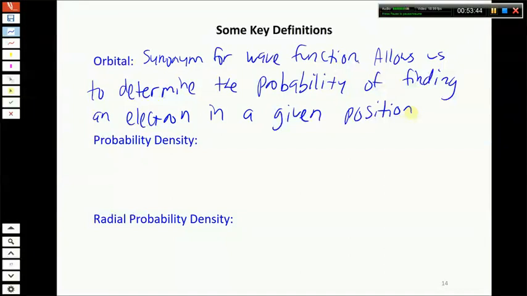Probability density, then, how does this relate to the Schrodinger equation? Probability density is given by psi squared. So if we square the wave function, that gives us a function that tells us the probability of finding the electron, again in terms of x, y, and z coordinates is how we often think about it in chemistry. So it's the probability of finding an electron at a specific point in space.